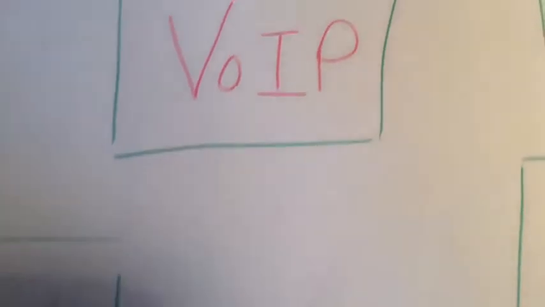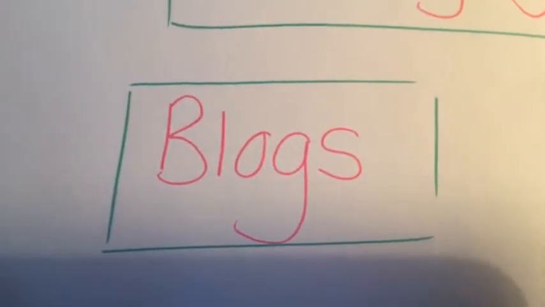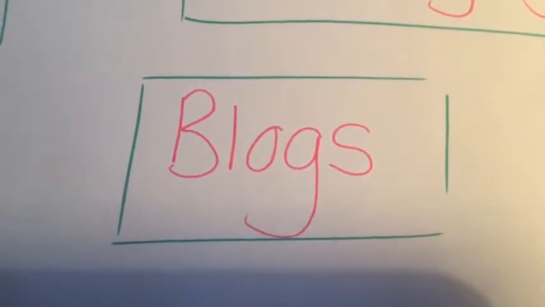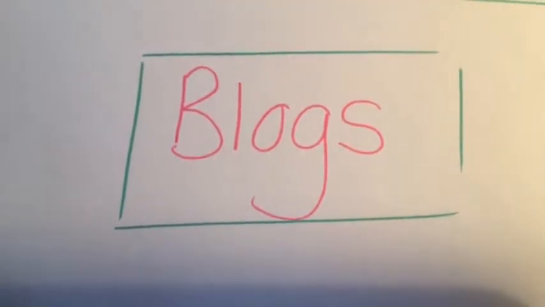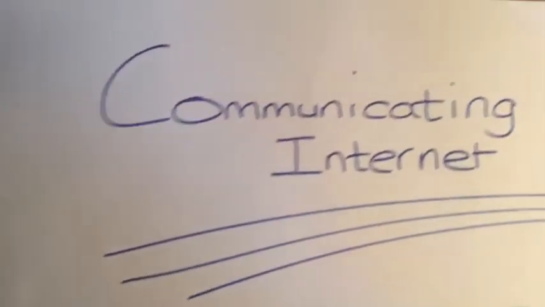The final way of communicating online is through blogs. A blog is a shared online diary, and you can post and share experiences. Twitter is an example of a microblog because you can only post 140 characters. So they're the main ways that you can communicate on the internet.